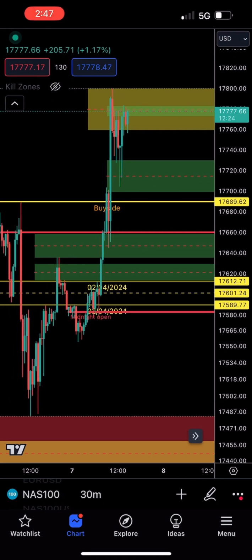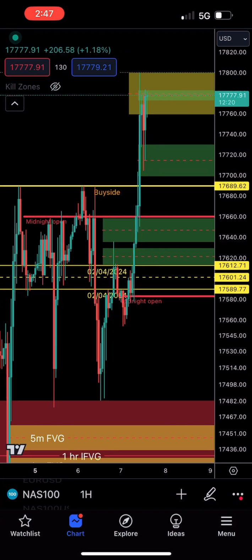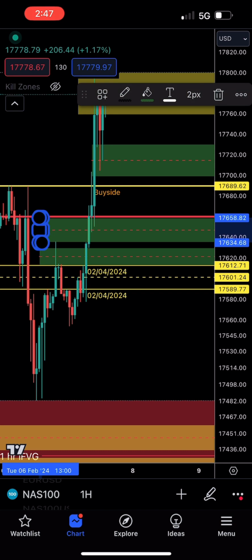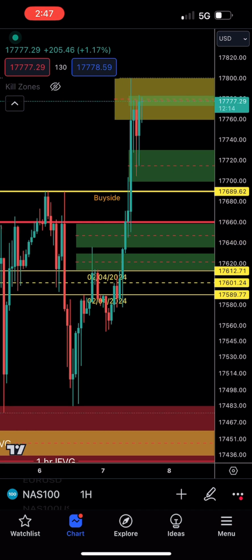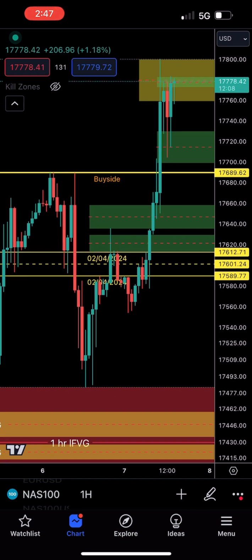So the first thing I want to show you guys is, let me first take you guys to the hour chart. The 1 hour chart, as you guys can see, those two green boxes at the bottom of the screen, that's where the 1 hour fair value gaps were at, the ones that I was telling you guys about.